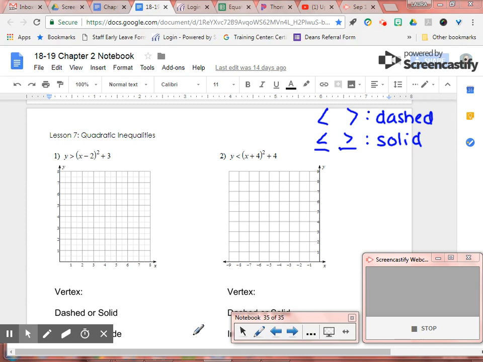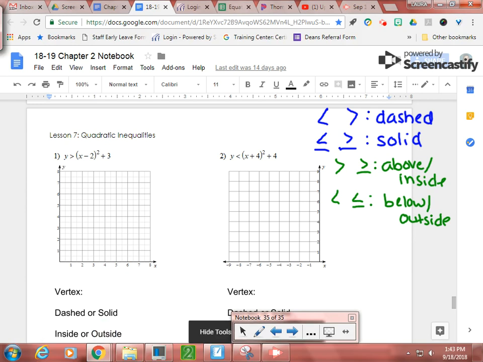So then, when you have things that are greater than or equal to, you're going to shade above, or you could think of it as inside. And then when you have less than or equal to, you're going to go below, which is going to be outside. So let's look at both forms of this, vertex and standard form, and what that's going to be.